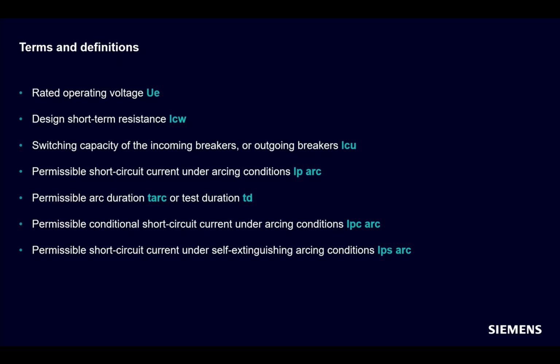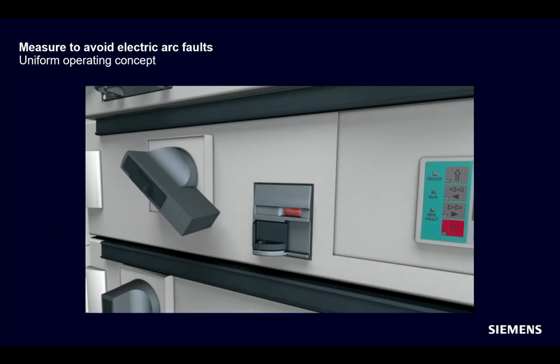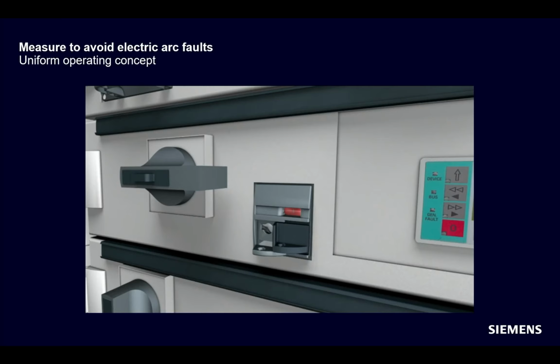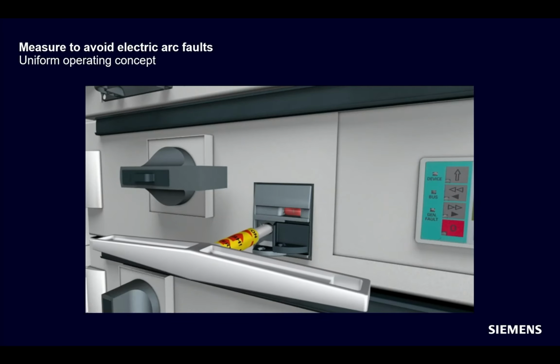These are general system design data, for example, rated current of the main busbar and the rated short-term withstand current ICW, the switching capacity of the incoming circuit breaker or outgoing breaker ICU, or the expected short circuit current and the arcing time IP arc and T arc. However, the construction of the switchboard itself also supports the preventive measures.